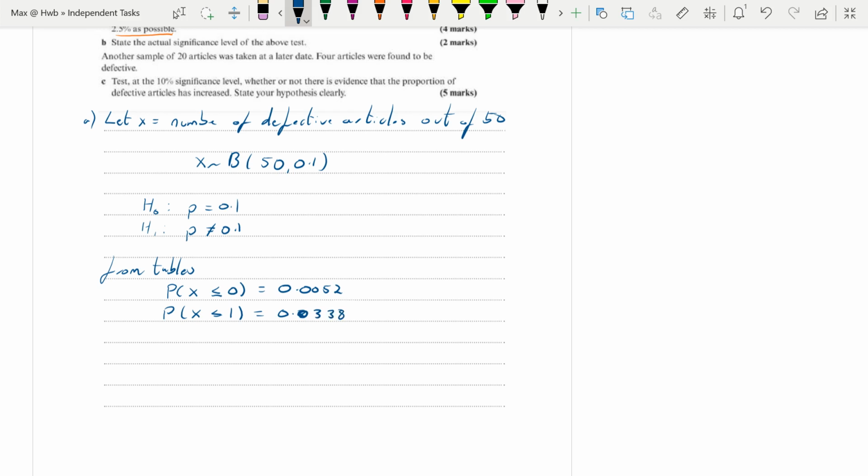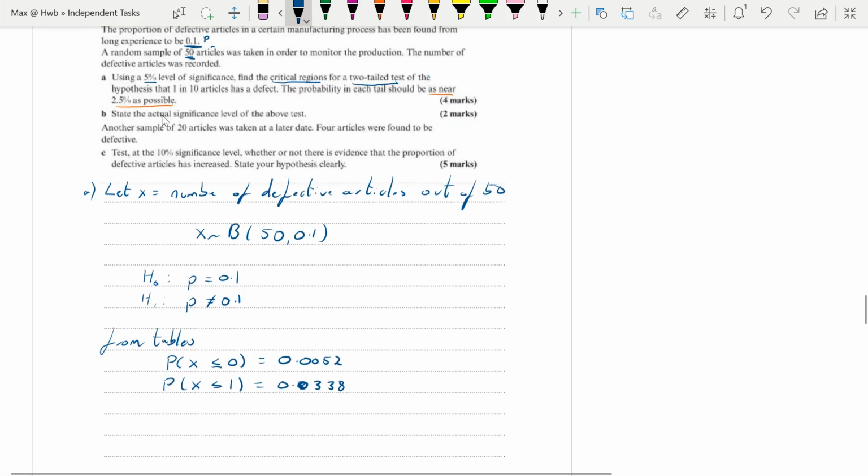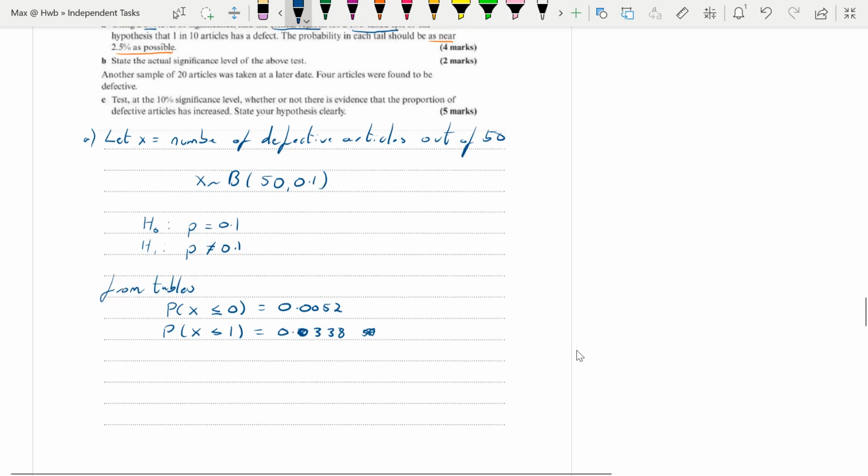Okay, now normally I just look at the first one that would be under 2.5%, but this one, because the criteria tells me it has to be as near it as possible, I've got to think about which one of these is as near as possible. Okay, and that would be this one. Now that's the bottom end of the tail. I also need to look at the top end of the tail.